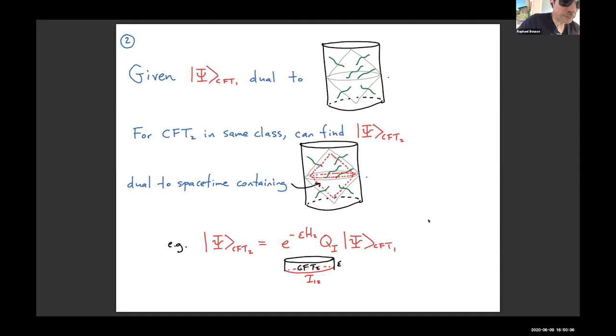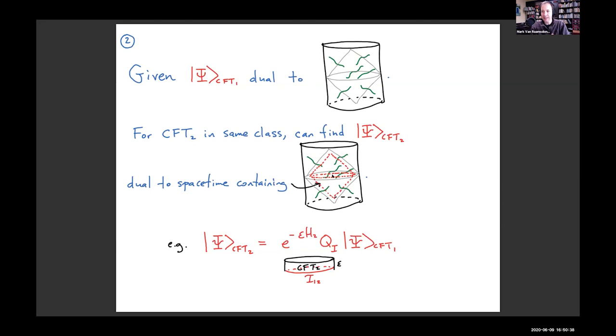One thing this suggests is that these causal patches sitting in the middle of space-time are less connected to individual CFTs, or the vacuum state of specific CFTs. We find that this sort of thing is a little bit more universal. If all this is right, the physics of a causal patch in a space-time is something that can live in your choice of CFT.